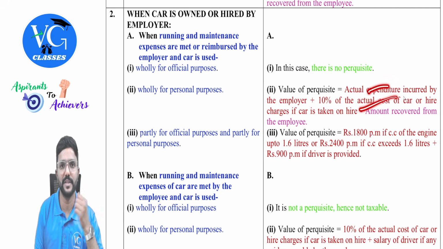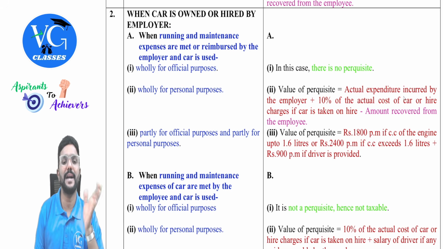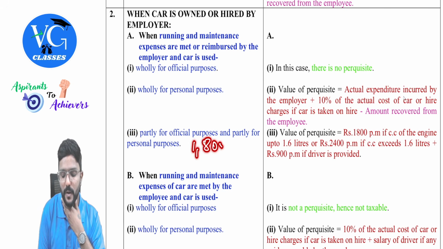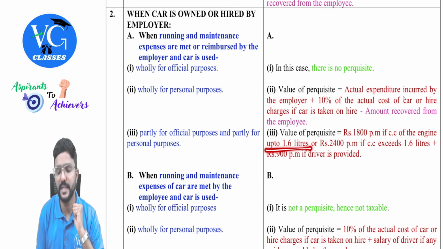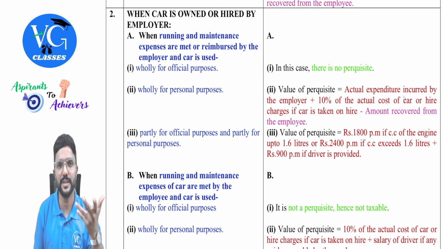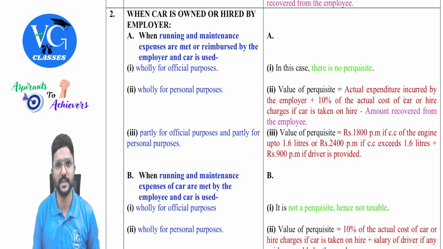We need to take both with respect to car as well as expenses. Then, sir, what if car is used partly for office and partly for personal purpose? We need to take either 1800 or 2400, guys, depending upon the CC of the car. If the CC of the car is up to 1.6 liter, we need to take 1800 as taxable perquisite. If it is more than 1.6 liter, then 2400 per month as taxable perquisite.